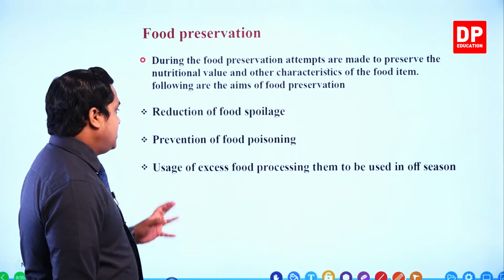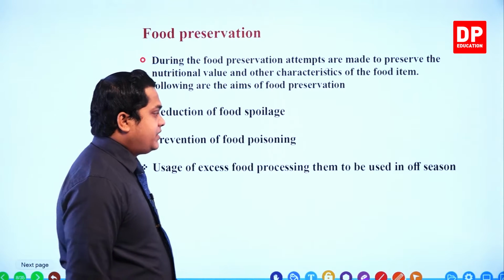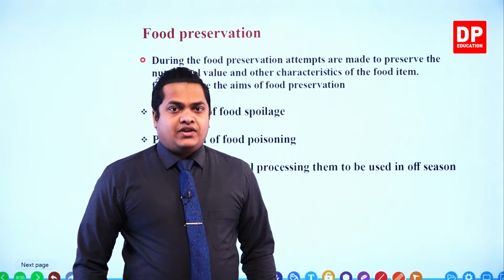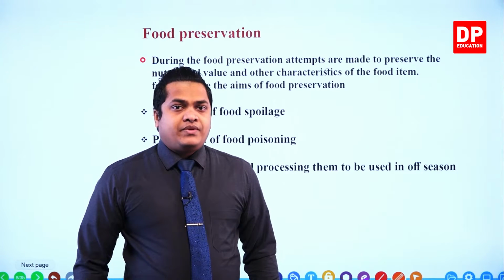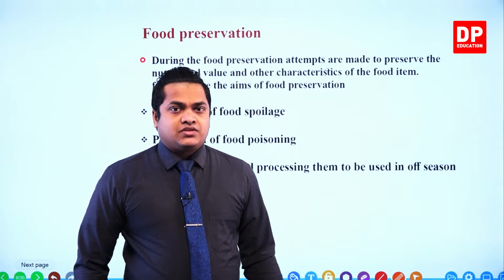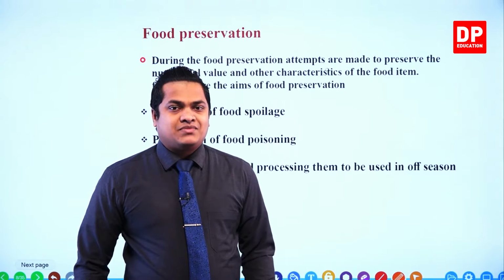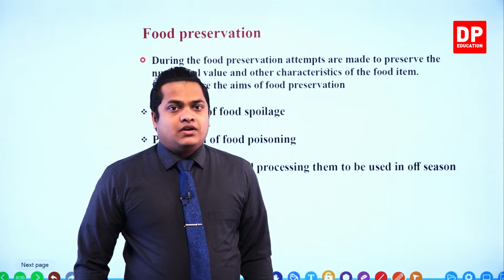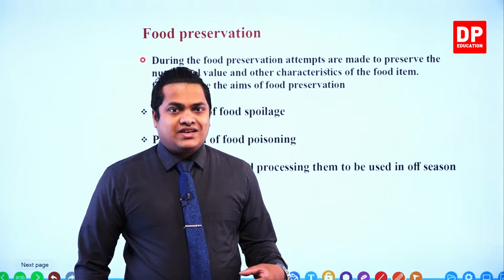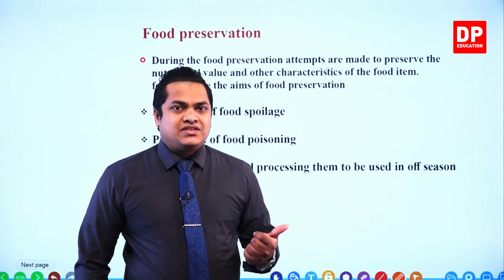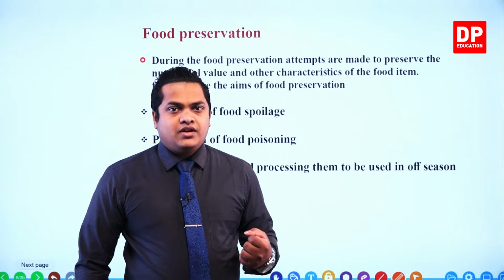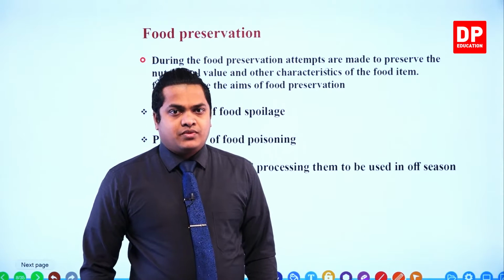Then the second one, prevention of food poisoning. Food poisoning means sometimes if you eat food, it will not be accepted by your body because of certain complications and certain chemical substances in it. So your body is getting weakened by that food item. Weakened means your body is getting poisoned. That simple process is referred to as food poisoning. So upon preservation of food, you can avoid food poisoning as well.